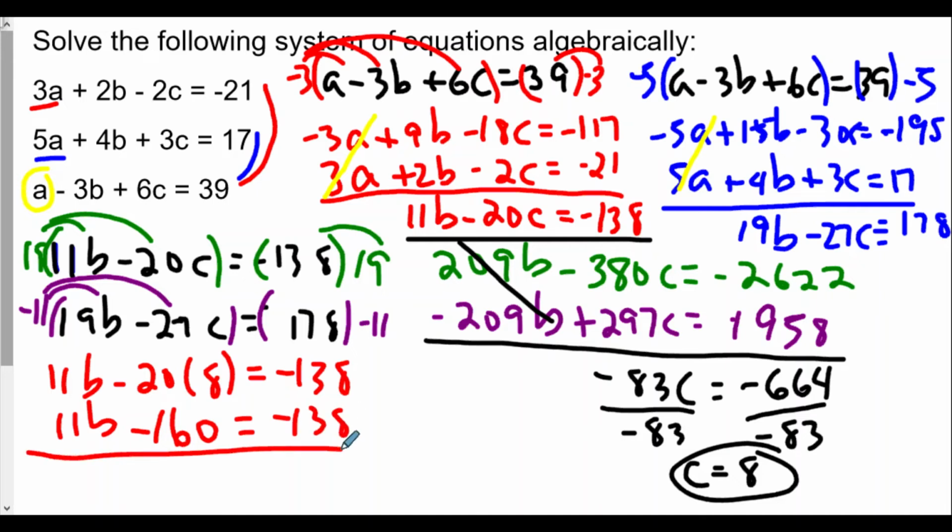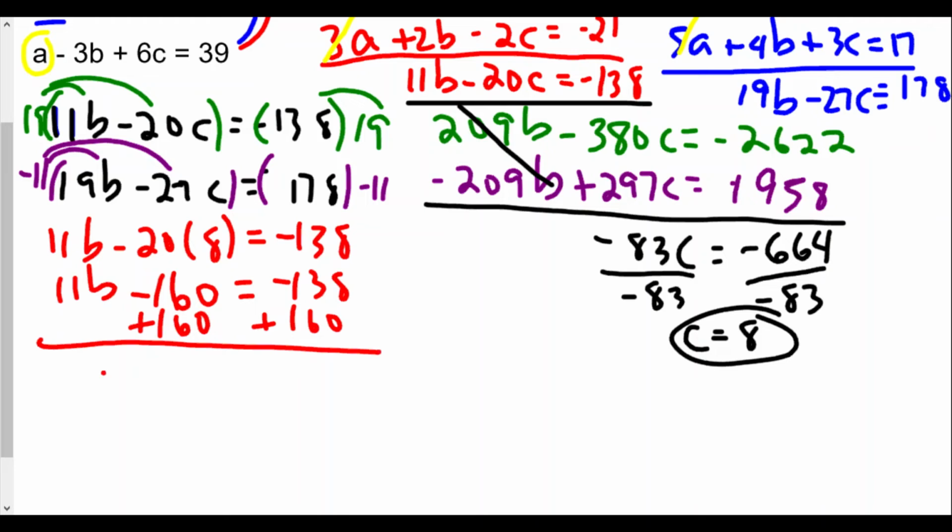And now we're going to, oops, sorry about that. Actually, okay, I'm going to try to erase this thing here. So I didn't mean to put the equal sign here yet. Because now I want to solve for b. And to do that, I definitely need to add 160 to both sides. I'll move down a little bit here. And so we'll get 11b is equal to negative 138 plus 160, which should be a positive 22. Divide both sides by 11. b is equal to 2.